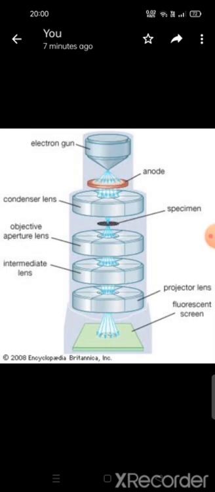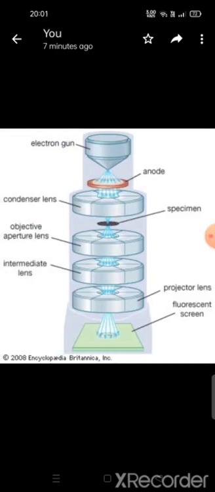The transmission electron microscope is arranged in this way: electron gun, anode, condenser lens, specimen, objective lens, intermediate lens, projector lens, and the fluorescent screen. The specimen is less than 100 nanometers thick. The specimen is fixed on a support grid, embedded in a resin or stained with a particular compound, uranyl acetate and osmium tetroxide stain, embedded in epoxy resin.